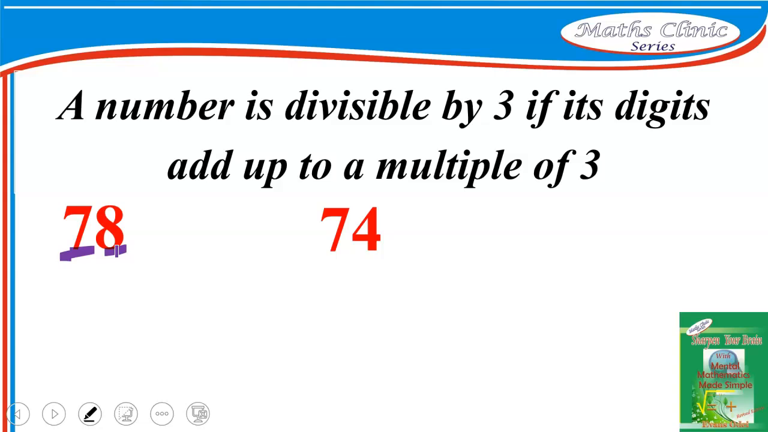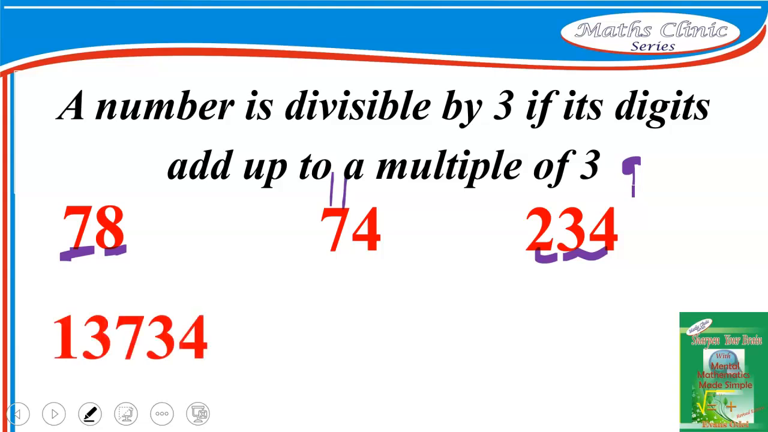74. If I add 7 and 4, I'm going to get 11. And because 11 is not a multiple of 3, that means I can divide 74 by 3 and there will be a remainder. Let's say I have 234. 2 plus 3 is 5, plus 4 is 9, and 9 is a multiple of 3. And so I can be sure that if I divide 234 by 3, I will get a number without a remainder.